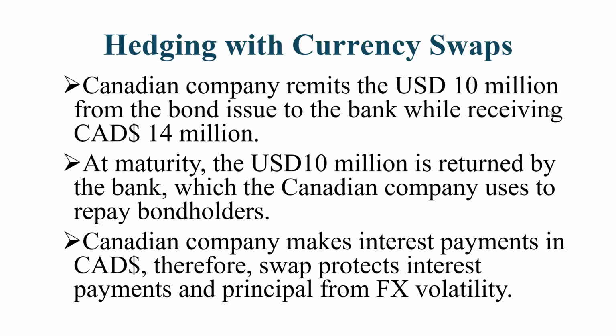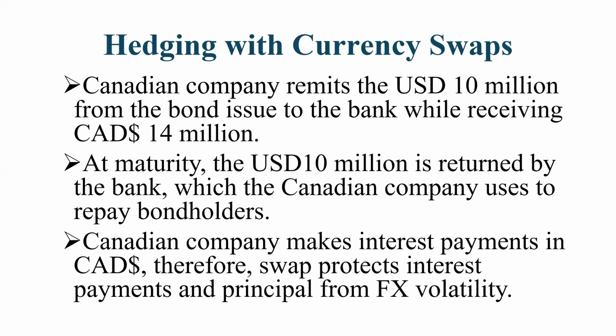So as a result of this swap, the Canadian company remits the $10 million proceeds from the bond issue to the bank, and this is 10 million US dollars. So it remits that from the bond issue to the bank while receiving 14 million Canadian dollars. Now, at maturity, the 10 million US dollars is returned to the bank, which the Canadian company uses to repay bondholders.